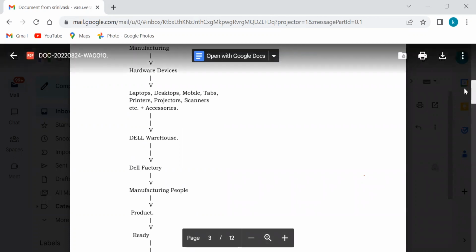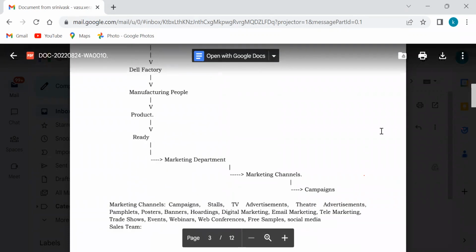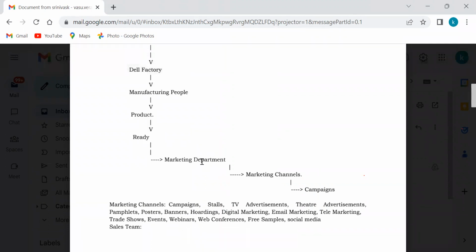So once the product is ready, as already discussed yesterday, first the marketing department is going to market their product through various marketing channels. Like they can conduct some campaigns, stalls, TV advertisements, theater advertisements, pamphlets, posters, banners, hoardings, digital marketing. They can do email marketing, telemarketing, trade shows, events, webinars. They can conduct some seminars, web conferences. They can distribute some free samples also, and through social media. Okay, so these are the various marketing channels we have in order to market our product.